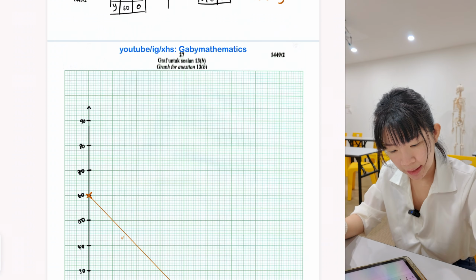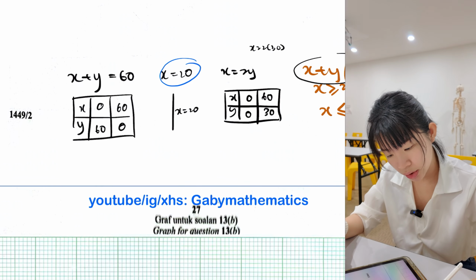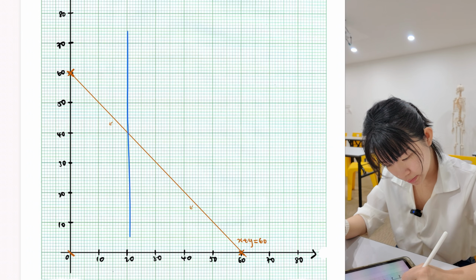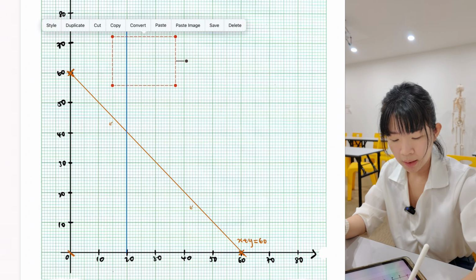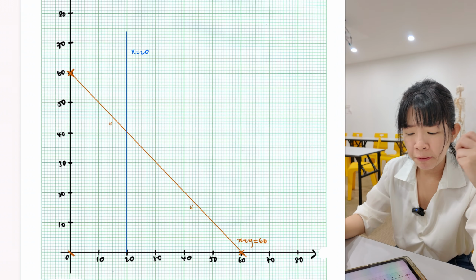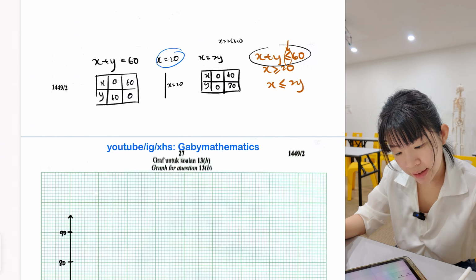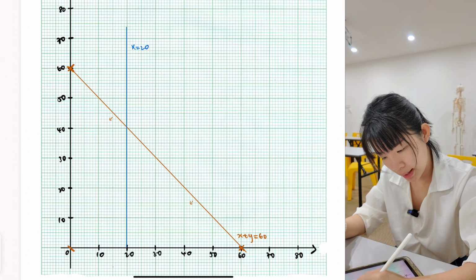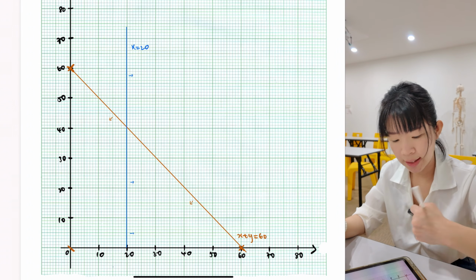Okay, the second line. Second line is this x equals 20. So it's just a vertical line. Okay, you can straight away draw x equals 20. Here. Okay, so make sure you label the equation beside. So x equals 20. Now, where should we shade later? On the left or right? So the symbol we used just now is more than. More means right hand side. Okay, so you do small marking. So the answer is on the right hand side.